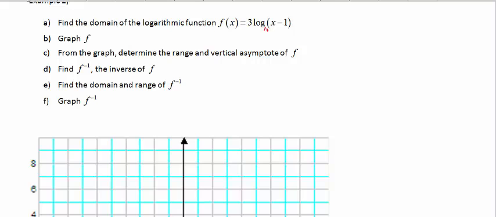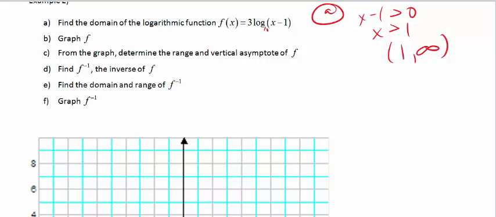So the first thing they want me to do is find the domain. So set the parentheses greater than 0. So x minus 1 is greater than 0, so x is greater than 1. And in interval notation, that's going to be 1 to infinity. Look at us go.